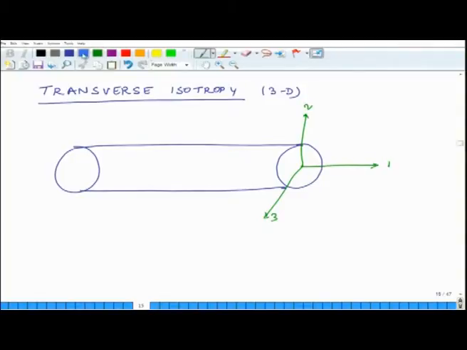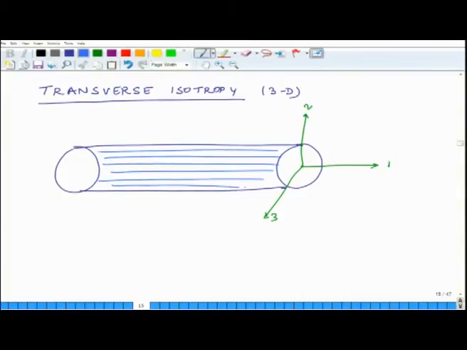So, all the fibers are there and they are running along the length of the rod. So, when I see from this end, I just see dots. Each dot represents a single fiber and it is the end of the fiber, and all these fibers are held together by an adhesive, a resin or a matrix material.